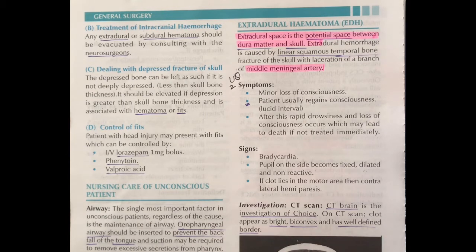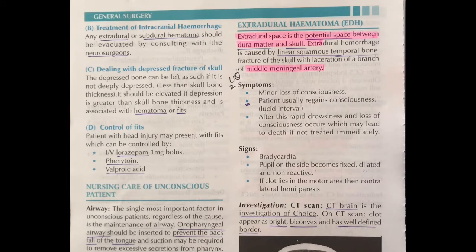It is basically due to the linear squamous temporal bone fracture of the skull. What happens when there is extradural hematoma? There is a main artery passing through this area, which is the middle meningeal artery. When there is a fracture of the linear squamous bone, in the extradural space outside the dura mater, what happens? This middle meningeal artery gets damaged and ruptured. When it ruptures, it results in the formation of hematoma, or accumulation of blood.